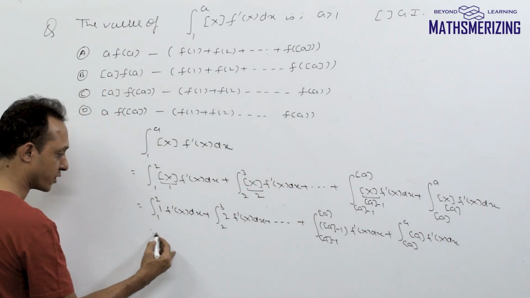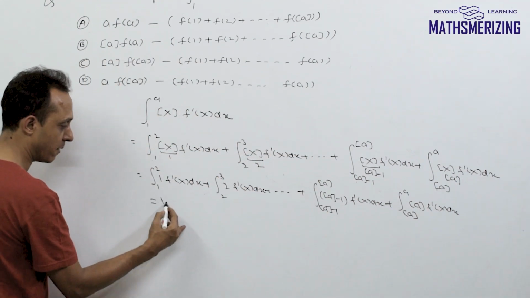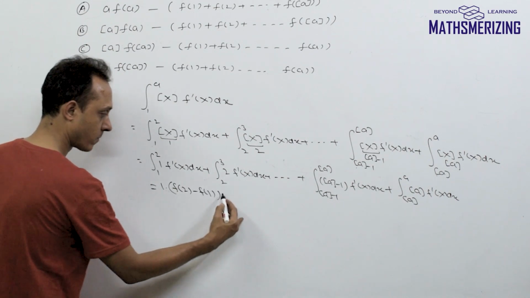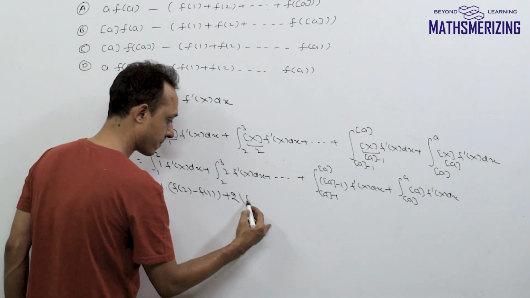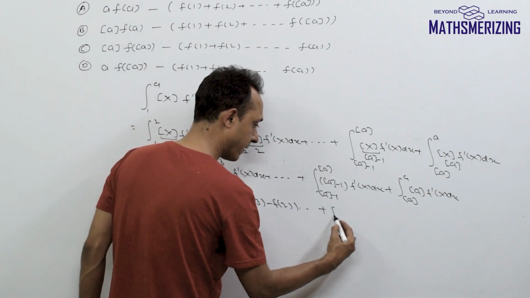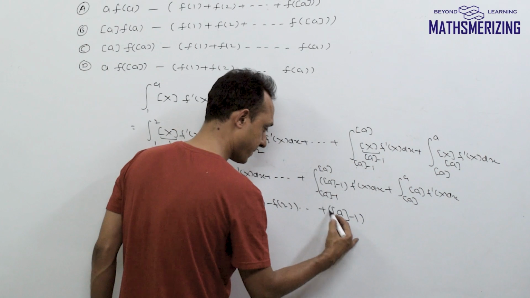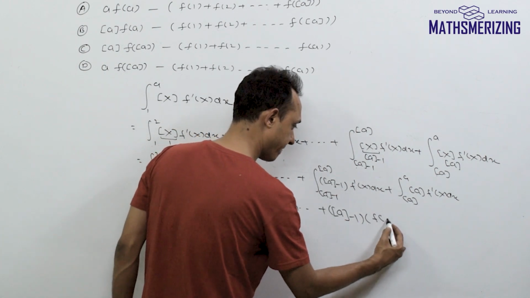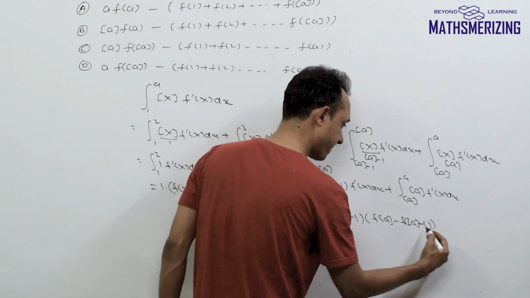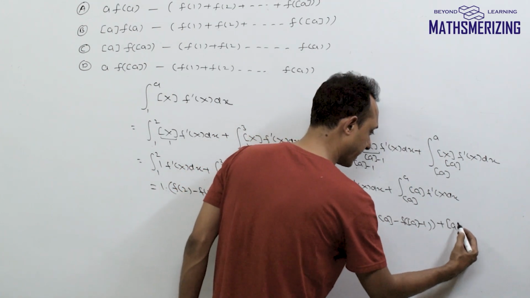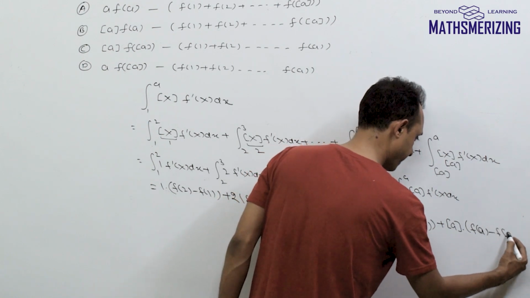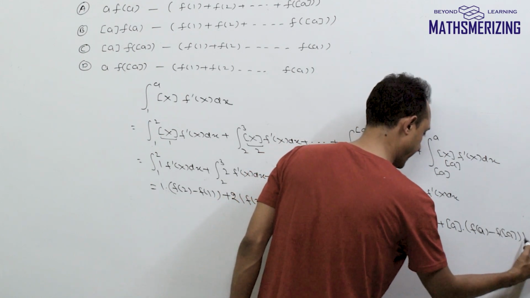So now I'll integrate this function. Integral of f dash x is simply f x. So there'll be 1 into f2 minus f1. There'll be 2 into f3 minus f2. Here will be greatest integer function of a minus 1 into f of greatest integer function of a minus f of greatest integer function of a minus 1. And then will be greatest integer function of a into f a minus f of greatest integer function of a.